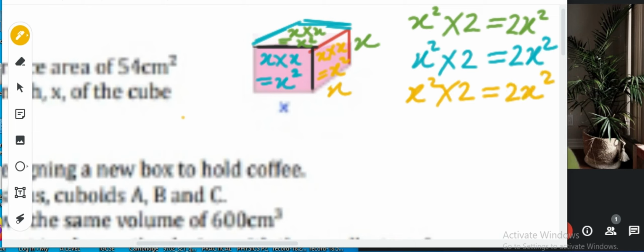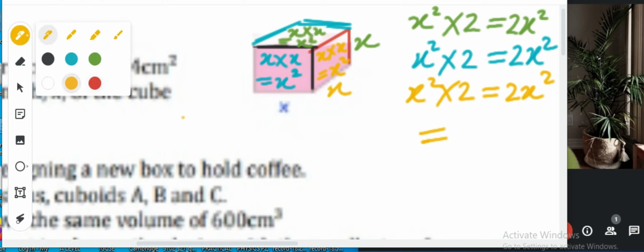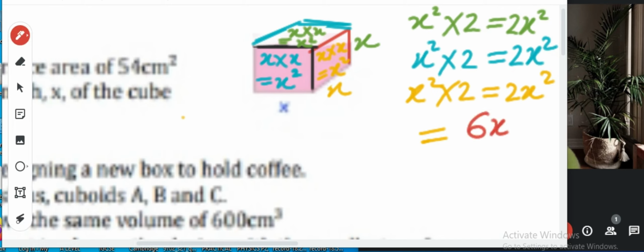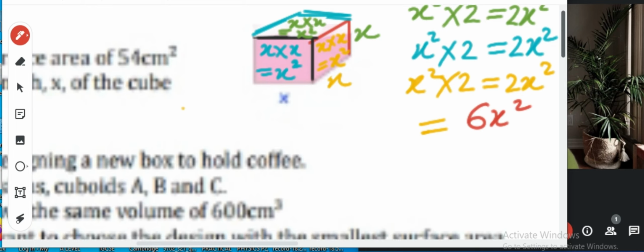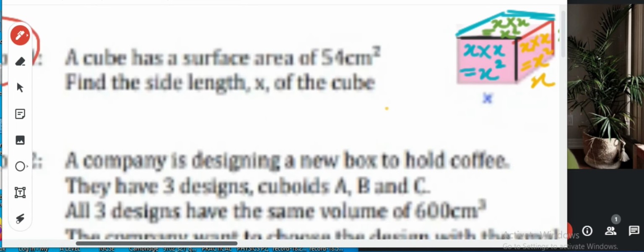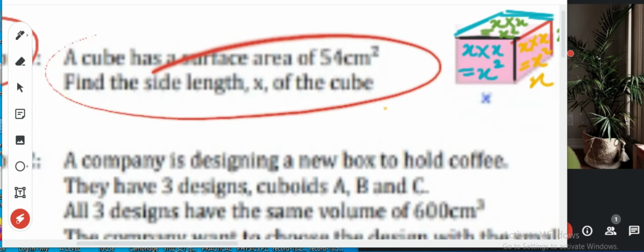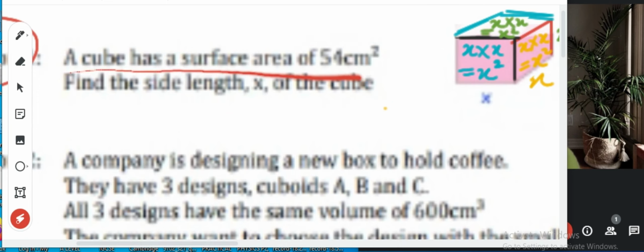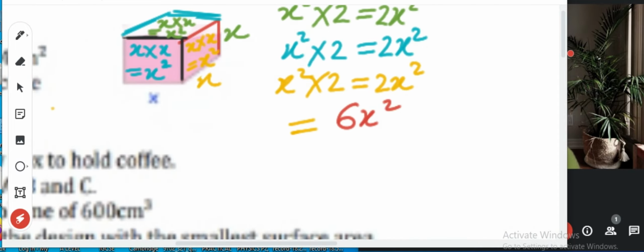By the time you add everything, you're going to have 2x squared plus 2x squared plus 2x squared plus 2x squared plus 2x squared plus 2x squared, and that will give us 6x squared. So the total surface area is 6x squared. And we are told that this total surface area is actually 54. It says a cube has a surface area of 54. So the whole thing is 54. That means 6x squared is actually 54. That now forms an equation that we can solve.